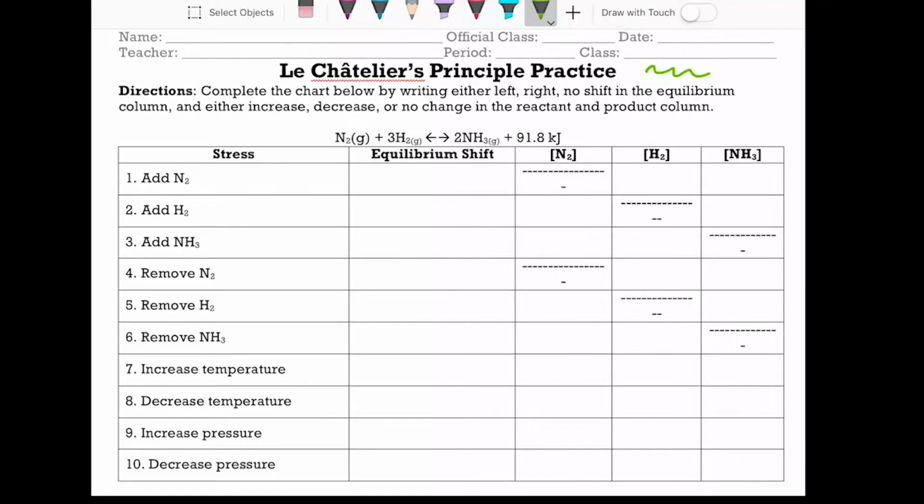Hello everybody, welcome back. Today we are going to continue practicing with Le Chatelier's principle. Yesterday was the introduction to it, and today we're going to actually apply it to questions. Now, this is not something you really should memorize. If you're just thinking about it, all these different things can kind of pop into place.